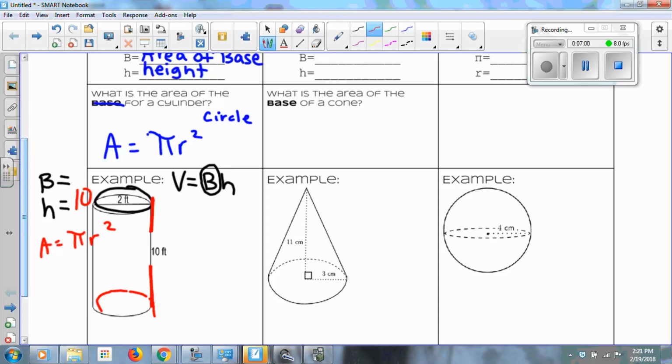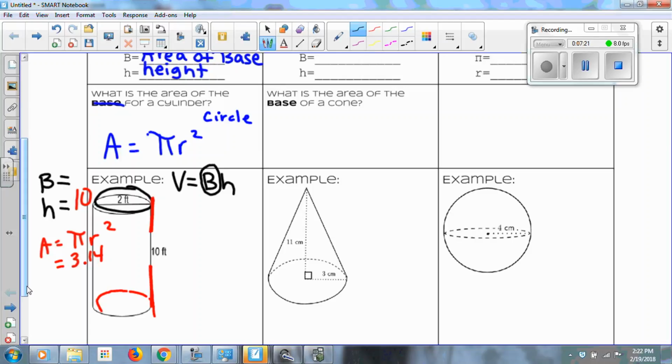So what am I going to use for pi? I'm going to use the pi symbol on my calculator, or I'm going to use 3.14. So in this case, I'm going to use 3.14, and I have to find the radius of my circle. This is a refresher for some of you. I'm going to try my best to draw a little circle right here, and then I'll erase it.